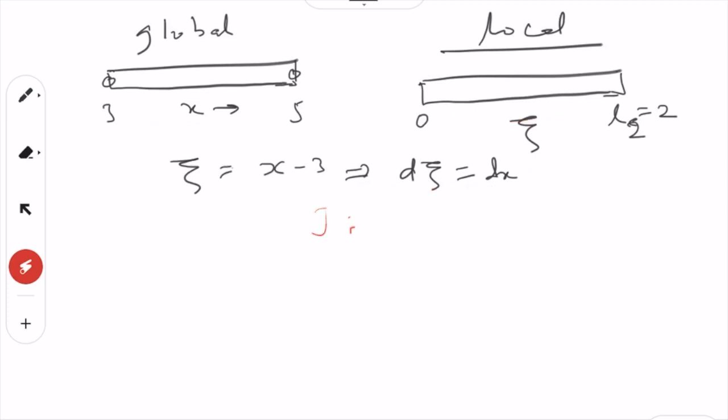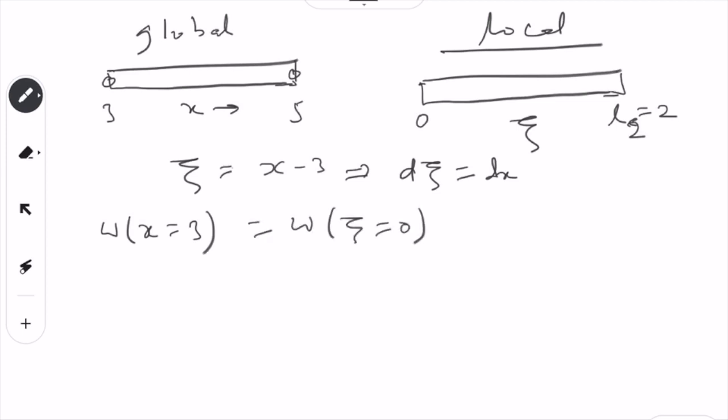So, the Jacobian will actually be 1 in this case, since the length of this equals the length of this. Anyway, this is the relationship. Accordingly, we have to transfer from one to the other because we are doing everything in the local system. So, Wx equal to 3 will be W xi equal to 0, and that really means this is equal to W1. Then Wx equal to 5 is equal to W xi equal to 2 or Le.